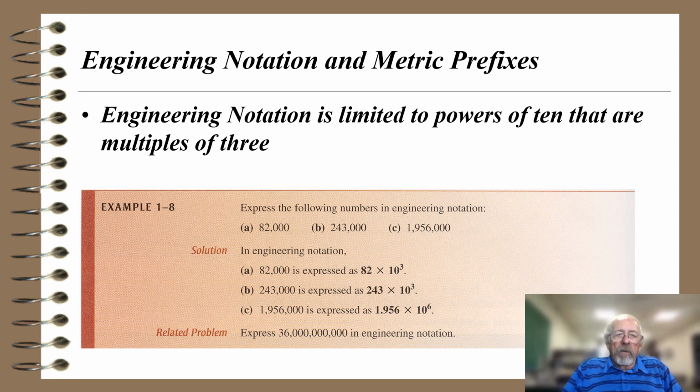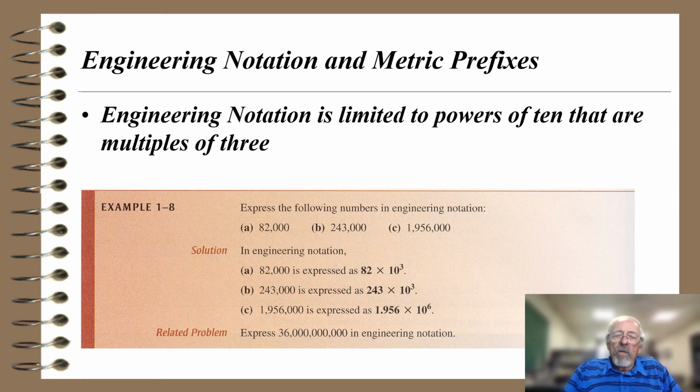Now, it turns out engineering notation, which we use with metric prefixes, is limited to powers of 10 that are multiples of 3. In this example, part A says express the following numbers in engineering notation. So 82,000 becomes 82 times 10 to the third. 243,000 becomes 243 times 10 to the third. And the last one, 1,956,000 becomes 1.956 times 10 to the sixth.